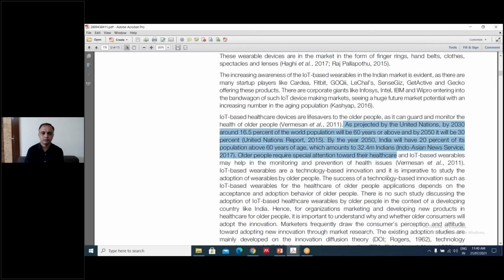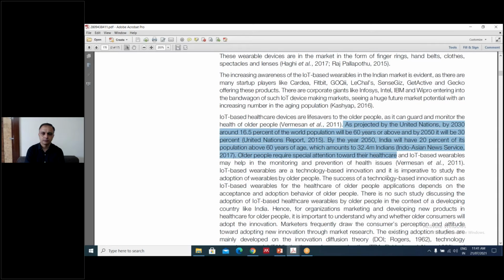And you can see that in India, as per the report, 20% of its population will be senior citizens. So that is a sizable amount. If I take the current figure, it is around 35 to 40 million people. So definitely, the question is, who is going to talk about their healthcare?